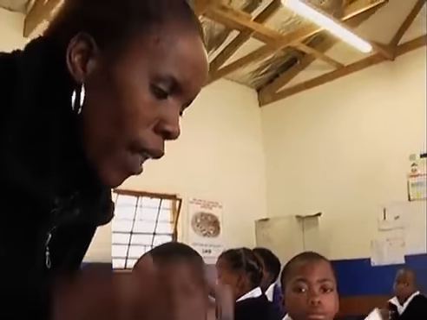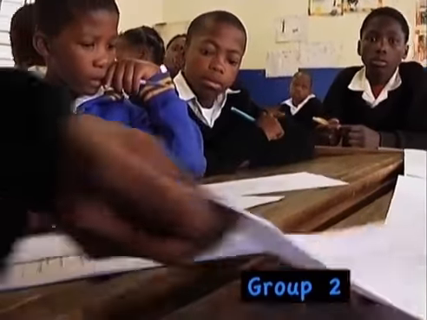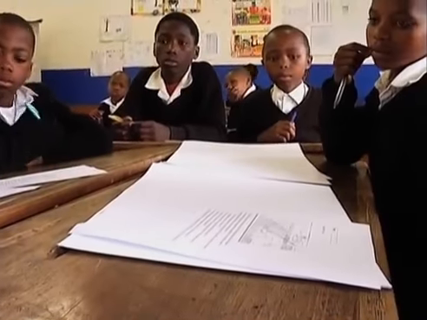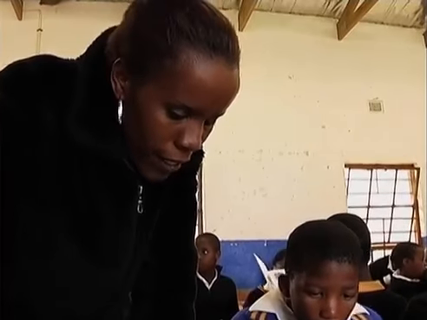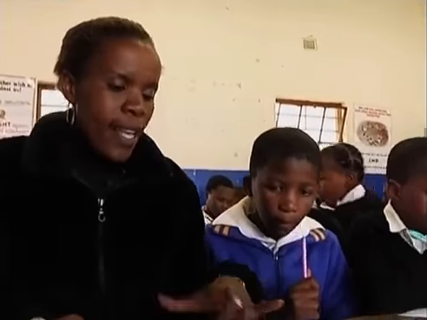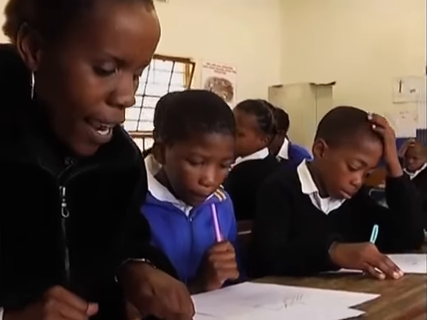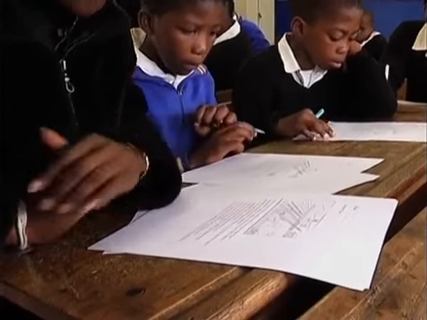Okay, group 2, this is our activity, the last activity of our lesson. In our worksheets, we have 5 sentences. We are to read the sentences and then arrange or sequence the sentences to make a paragraph.